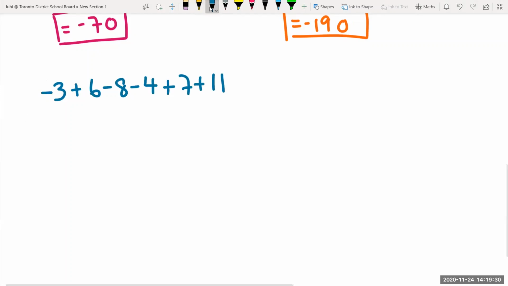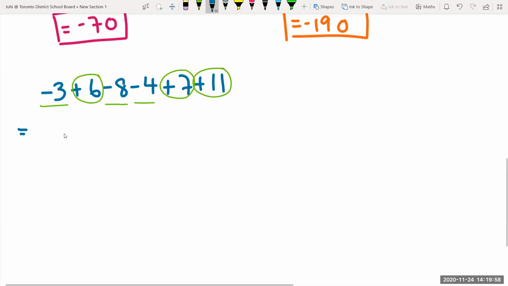I have a specific way that I solve these types of questions, and this is how I do it. I think the best way to solve them is actually first to order them and put all the negatives together and all the positives together. So let's recognize what's what. That's a negative, that's a negative, that's a negative. -3, -8, -4. This is +6. This is +7. This is +11.